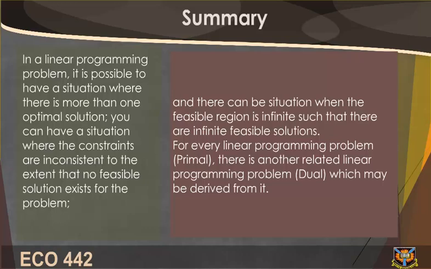Summary. In a linear programming problem, it is possible to have a situation where there is more than one optimal solution. You can have a situation where the constraints are inconsistent to the extent that no feasible solution exists for the problem. And there can be situations when the feasible region is infinite, such that there are infinite feasible solutions. For every linear programming problem, the primal, there is another related linear programming problem, the dual, which may be derived from it.